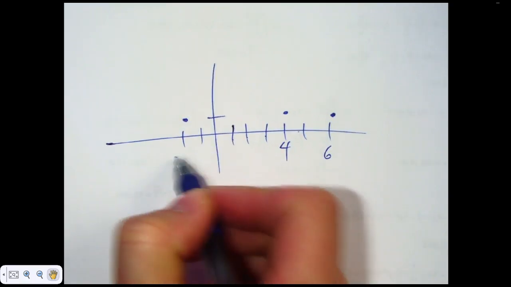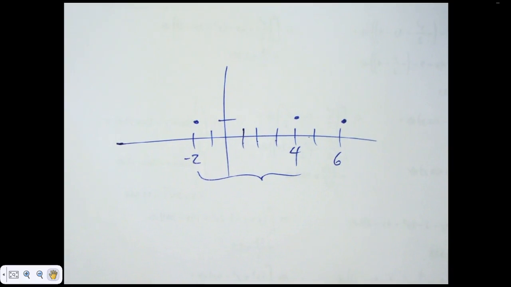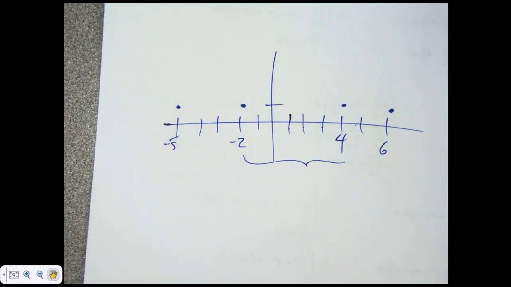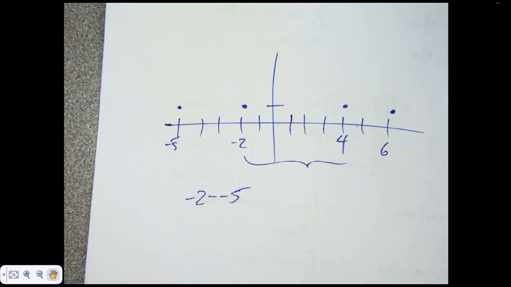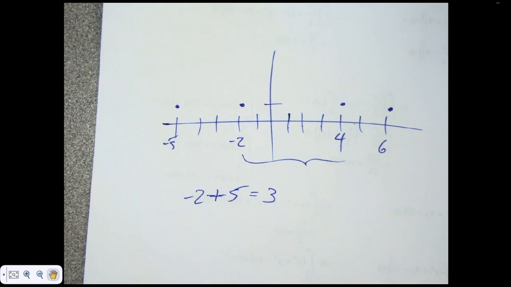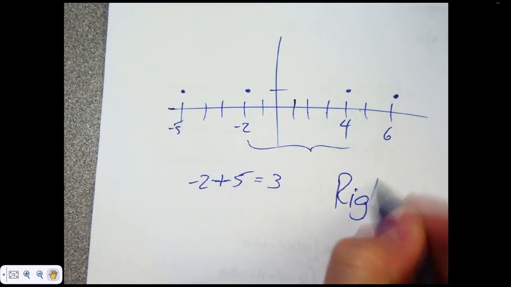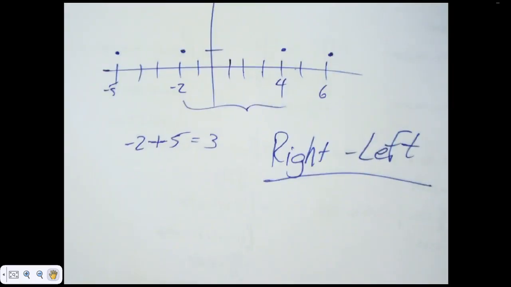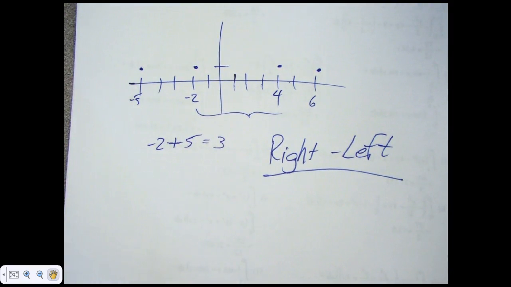How far apart are 4 and negative 2 from each other? 6. How did you come up with that? 4 minus negative 2. How far apart are negative 2 and negative 5? 3. Well, isn't that negative 2 minus negative 5, which would be plus 5? No, those are 3 apart. So when you're looking horizontally at a graph to tell how far apart 2 points are, it's right minus left. Always. That's the equivalent of what we were doing, top minus bottom, whenever we're in x's. In terms of y, you read it right minus left.